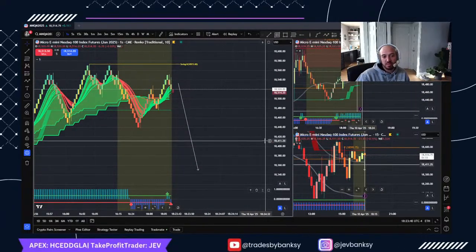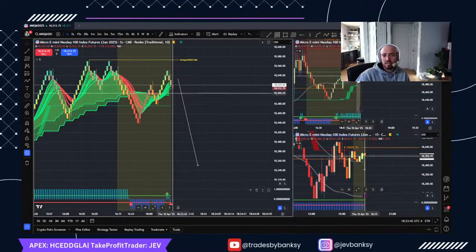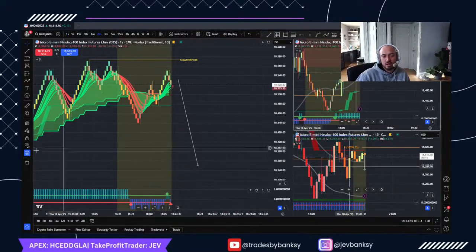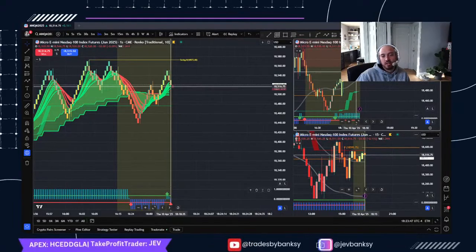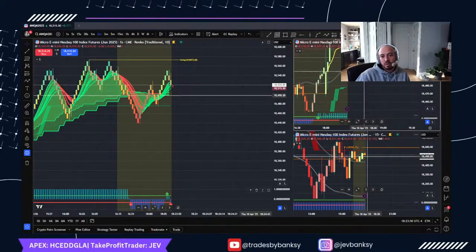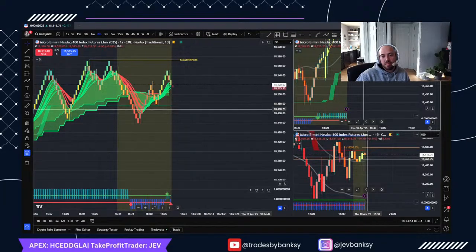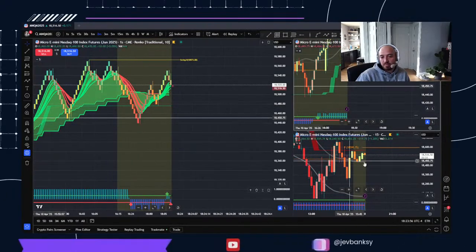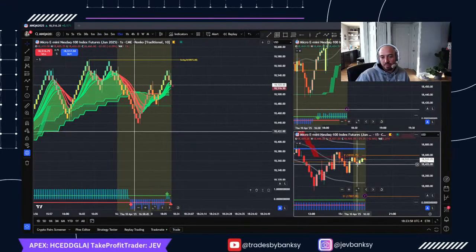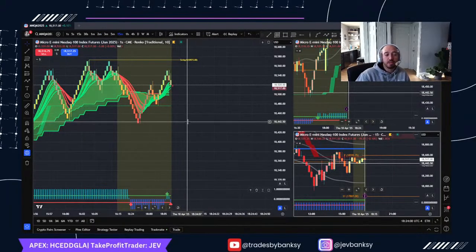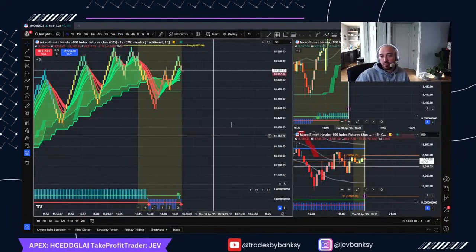Wait for the Q cloud to be red, right? And then see confluence-wise what we have going on here. Level-wise, are we below this Q wave line? Are we below this step MA? Are we below the 15-minute middle Q wave line, right? And if those line up, then we can be like, okay, we may see a pretty strong move here.